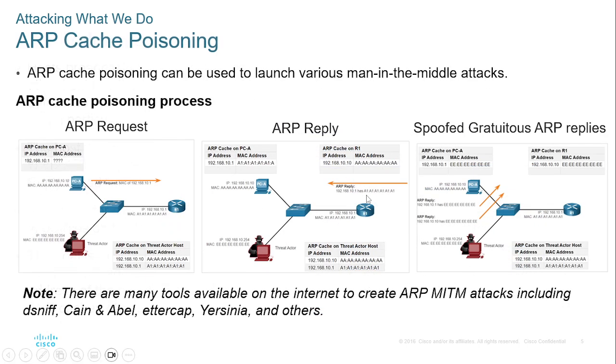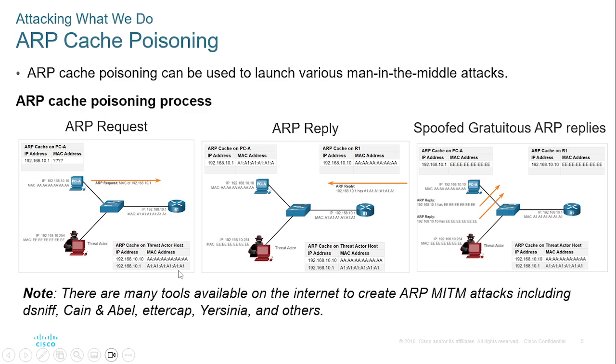Yeah, and that's how a man-in-the-middle attack is executed. And that's exactly what is happening right here in this diagram. You can see in the first diagram there's the ARP request. We have PC A right here that is looking for the MAC address of 192.168.10.1, and we know that IP address belongs to router 1. So it's router 1 that is to reply with the MAC address. But then what happens?